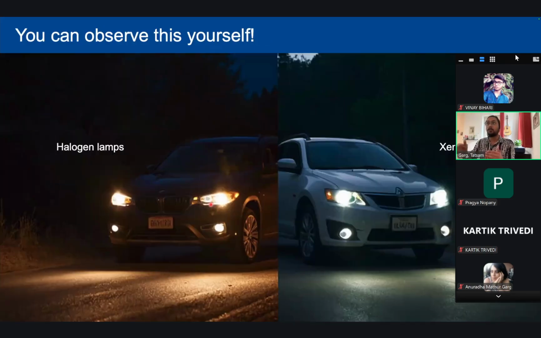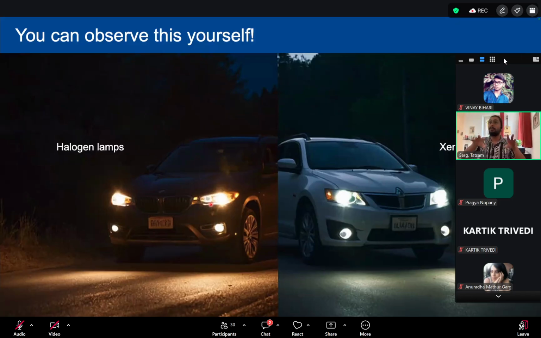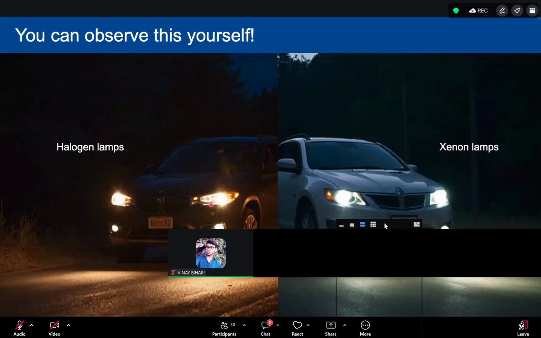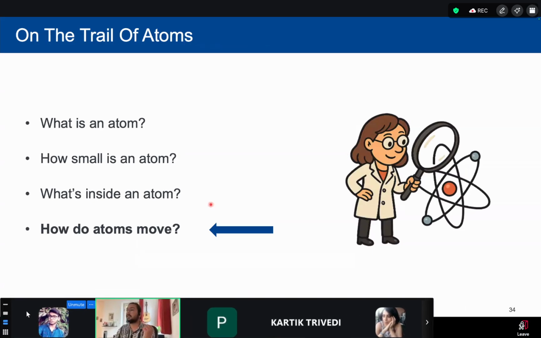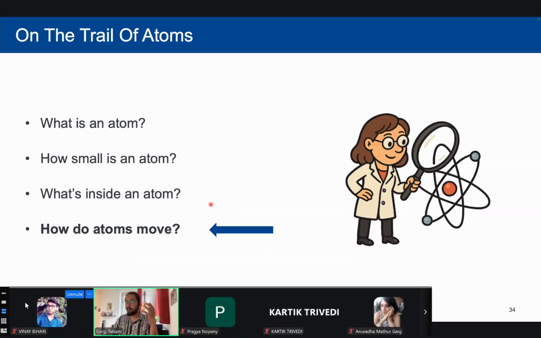You can also see this if you go outside and look at the different headlights of cars, right? Some of them have yellow headlamps, some of them have white headlamps. Turns out the yellow ones actually use something called halogen lamps, a certain class of elements, while the white ones typically use xenon-based lamps. And therefore, these different energy levels in these corresponding elements lead to different colors of light that you see. Good. So we understand fairly well now what's inside an atom.